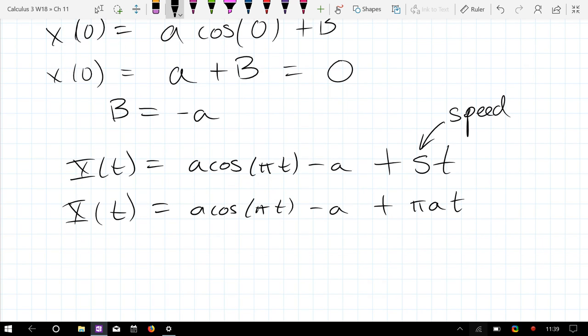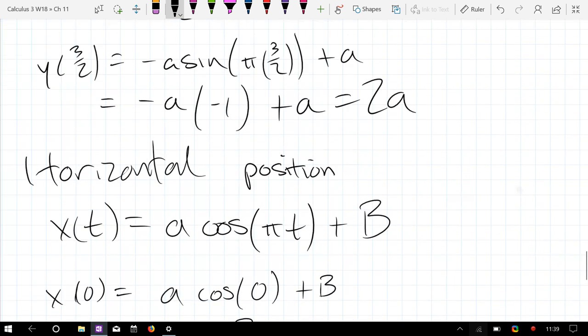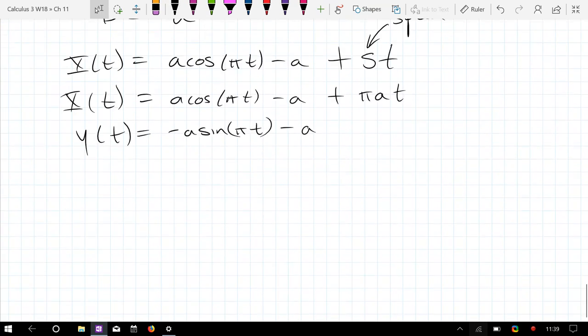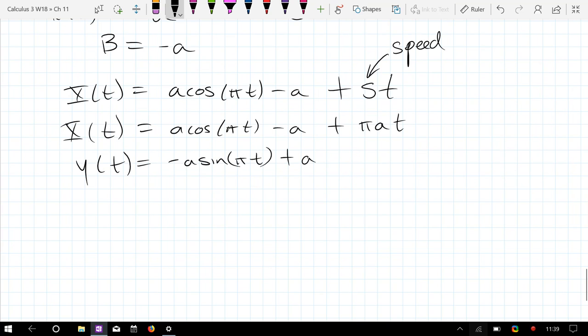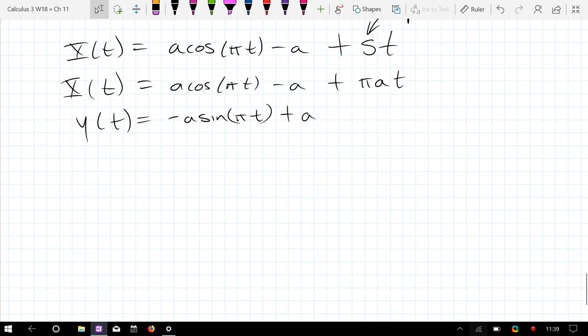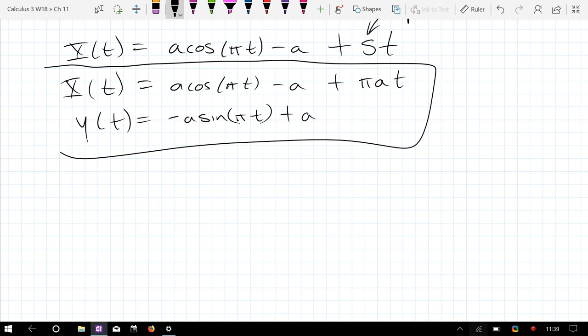So there's our x of t, our original y of t. What was that? Negative a sine pi t, minus, was it minus a or plus a? Plus a, all right. So there's our parameterized x and our parameterized y.